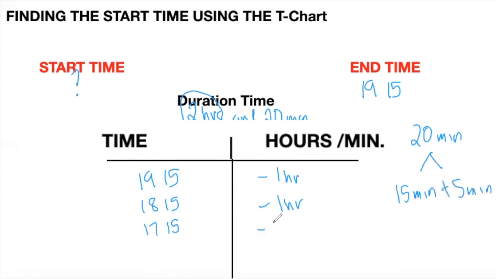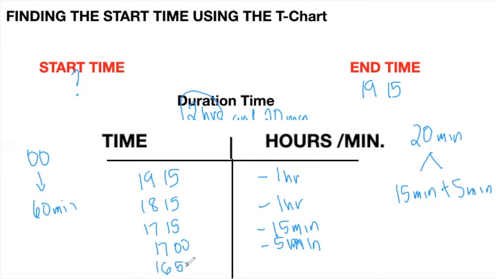So we can now subtract first 15 minutes. It's easier to subtract that time. So that's 1700 hours. And then we subtract the 5 minutes. Take note that the 00 there means 60 minutes. So by subtracting 5 minutes from 1700 hours, that will give us 1655 hours. So that is our start time.